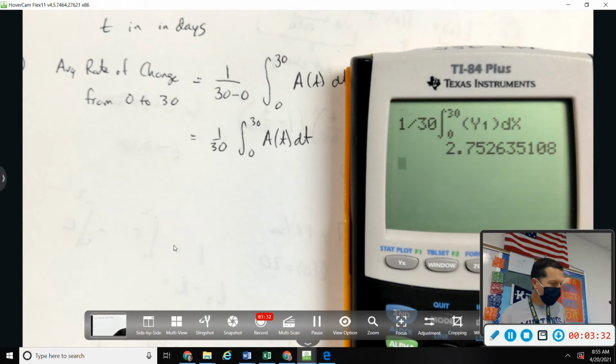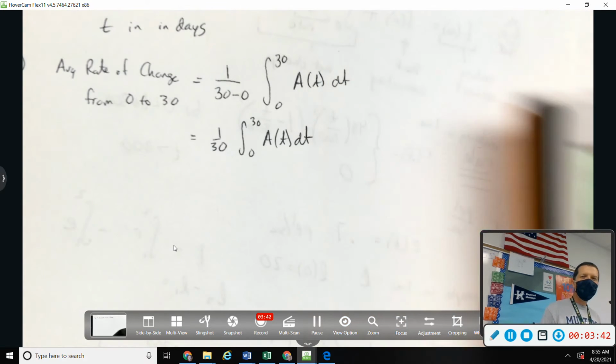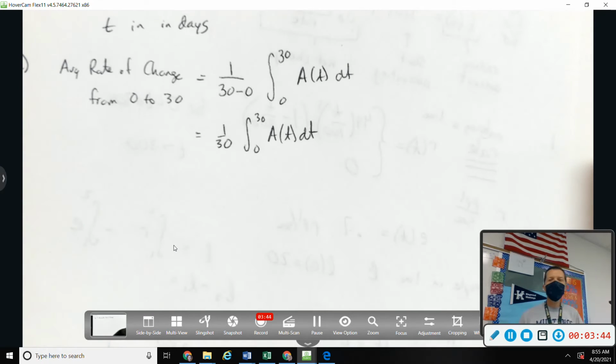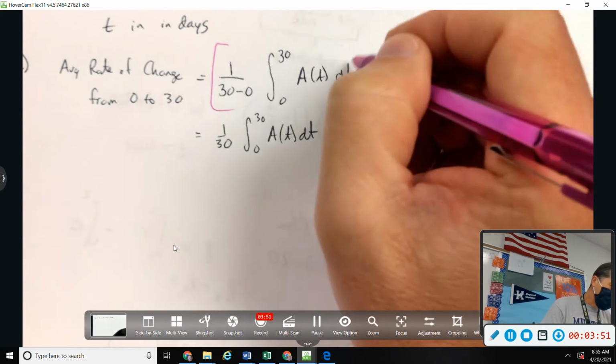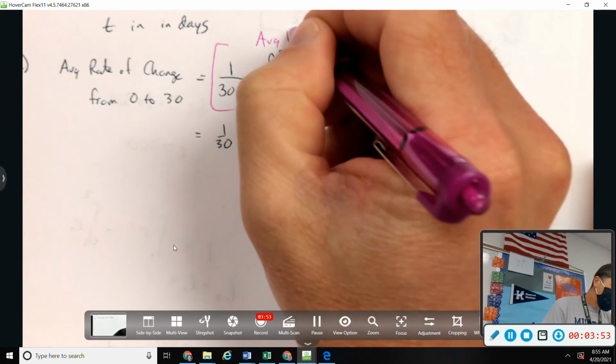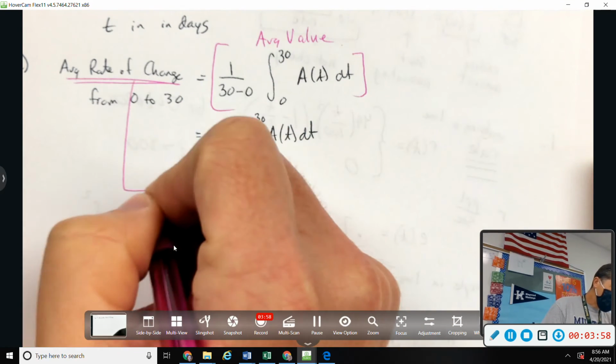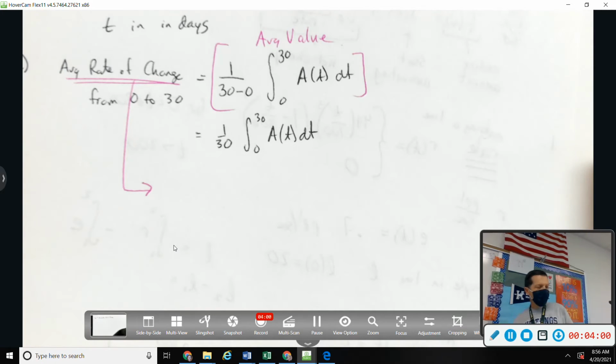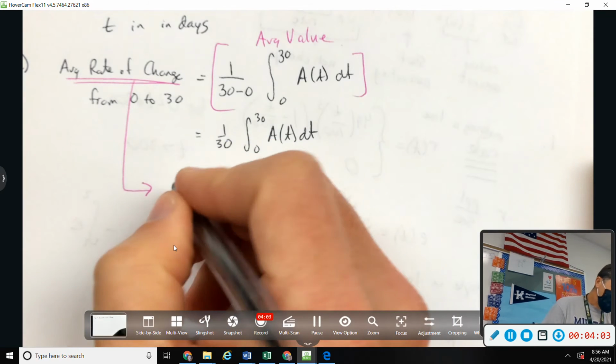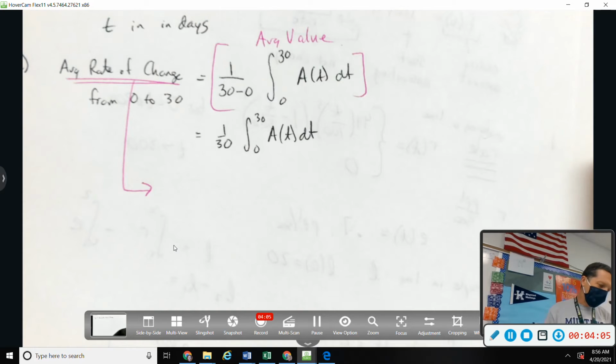Wait a minute. Did it ask for... I should read more carefully. It did not ask for the average. Oh, this is awful. You see my mistake? Yes, I mixed up two things. This is average value, but it asked for average rate of change. So some of you were right. Average rate of change, got to slow down.